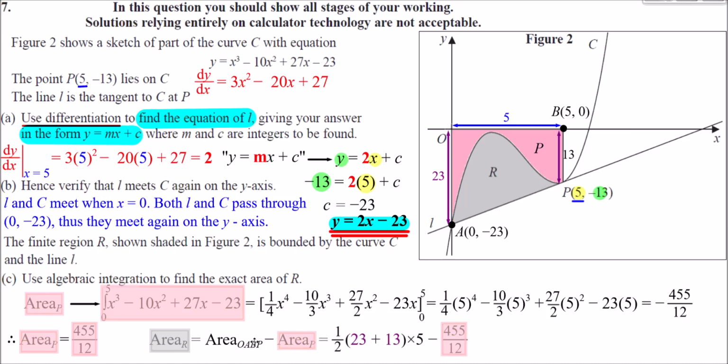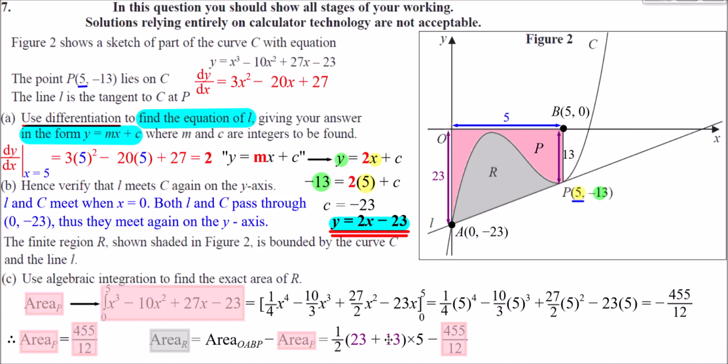So the area of a trapezium is basically, I always think of it as the average length of the two parallel sides. So 23 plus 13, add those together and divide by 2. So a half of the sum of the two parallel sides multiplied by 5. That's the whole trapezium, then minus off the pink region, 455 over 12. That'll tell us area R.